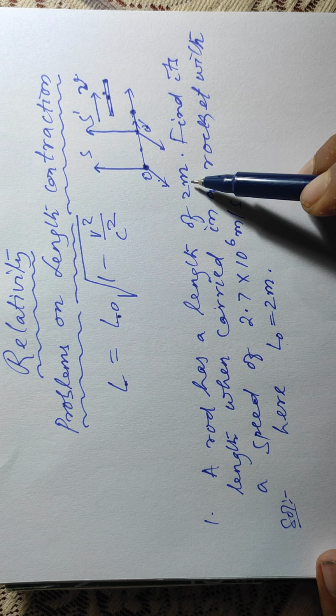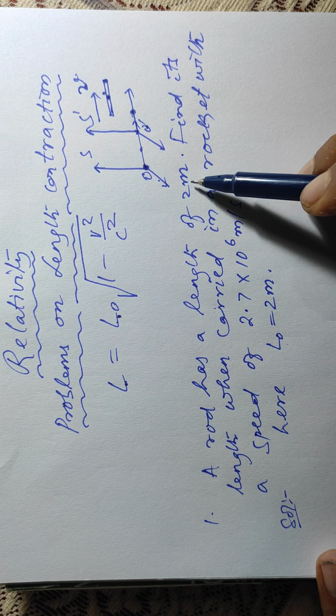Today I am going to tell you some numericals on length contraction. This length contraction is under relativity. In relativity there are two frames. One is S, another is S dash. S is at rest and S dash is moving with uniform velocity V.